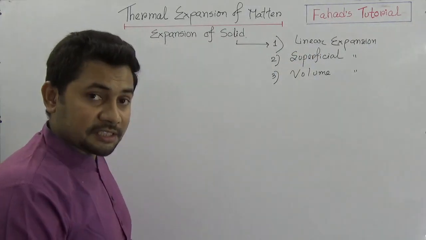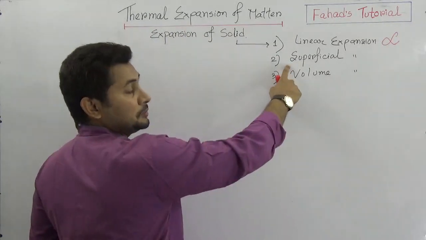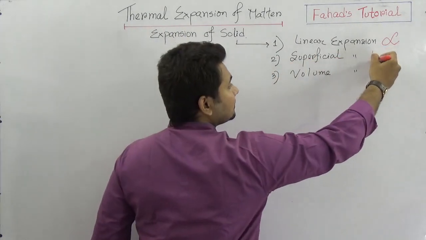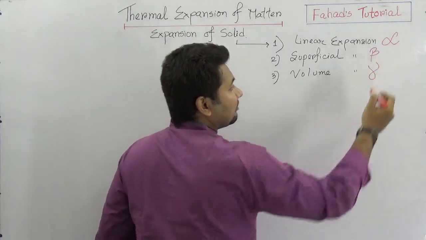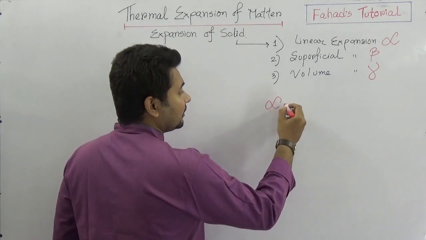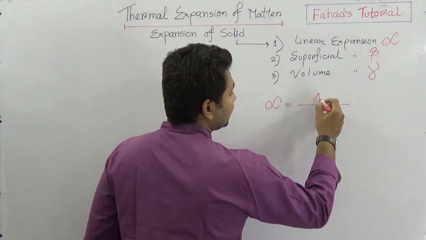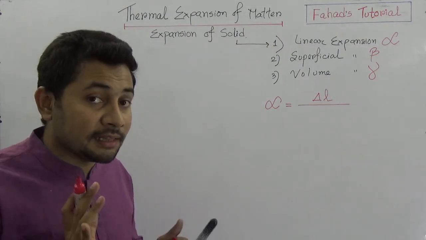In case of coefficient, the linear expansion is alpha. In case of superficial or area expansion, this is beta. And volume, this is gamma. Now you have the equation that alpha is equal to del L, as it is length. So alpha is totally related with length.